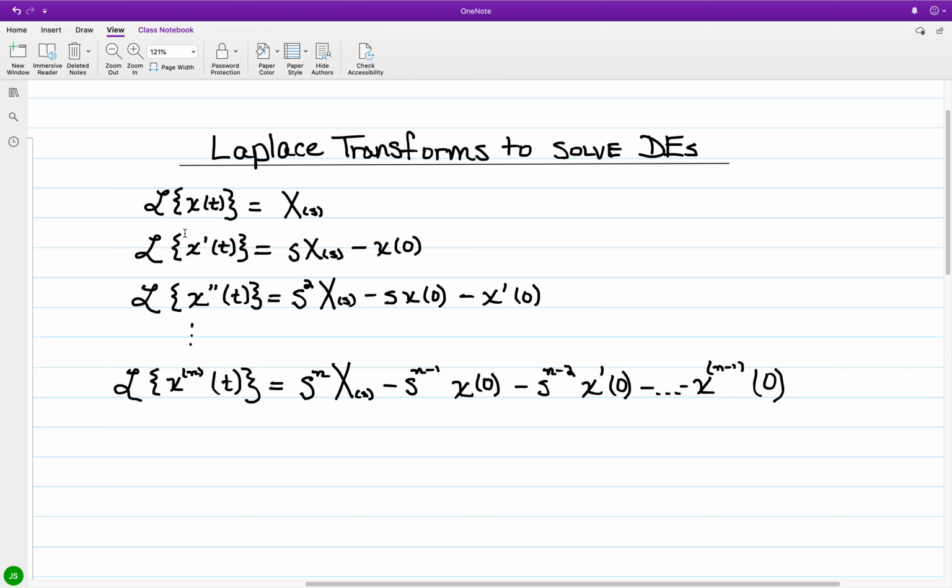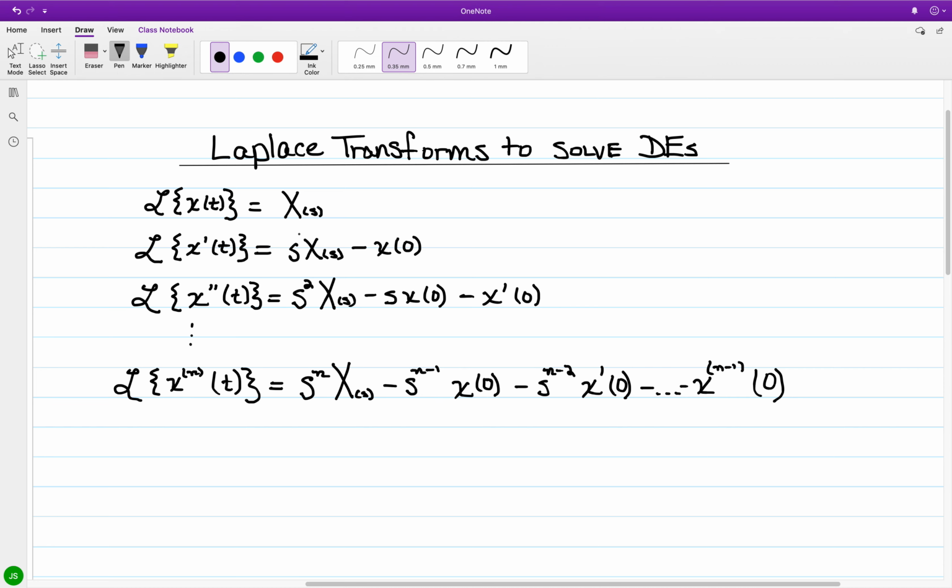Then for the first order derivative of x of t, the Laplace transform is going to be equal to s times the Laplace transform x of s minus x naught. For the second order derivative, you have s squared times the Laplace transform x of s minus s times x naught minus x naught prime. And so throughout, you're going to have one Laplace transform x variable.